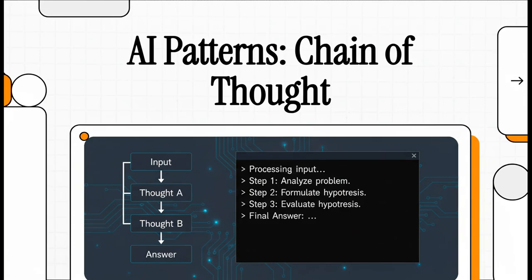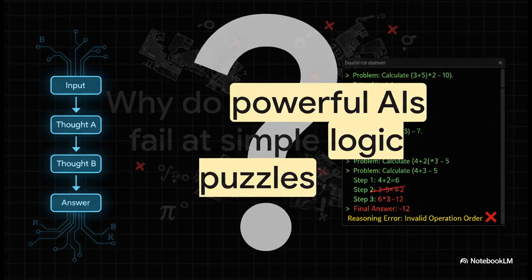All right, welcome. Today we're going to do a deep dive on a really foundational AI design pattern, chain of thought. If you are building any kind of agent, you absolutely have to understand this pattern. It's the key to unlocking complex reasoning in your models. Let's jump right in.